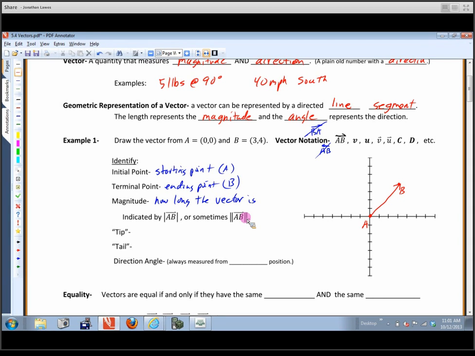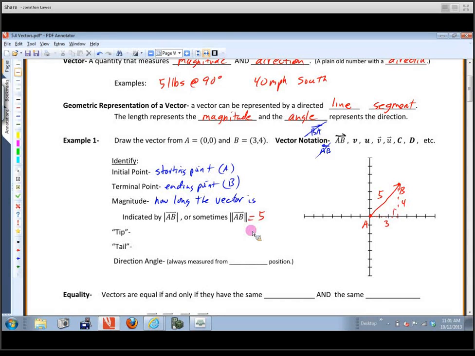So if we were going to find that, we could come over here and say, I need to figure out how long this is, and I can do that by figuring out this is 3, and this is 4, and I can have a little right triangle here, and use the Pythagorean theorem, and I end up with 5. So on this particular problem, the magnitude of vector AB is 5.